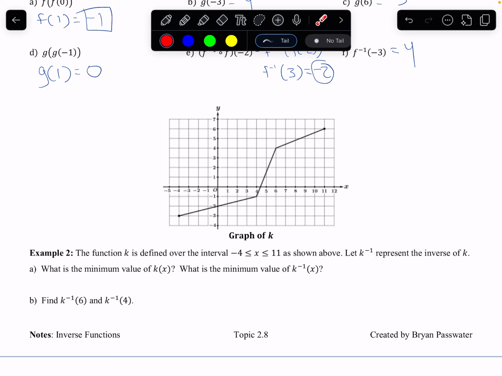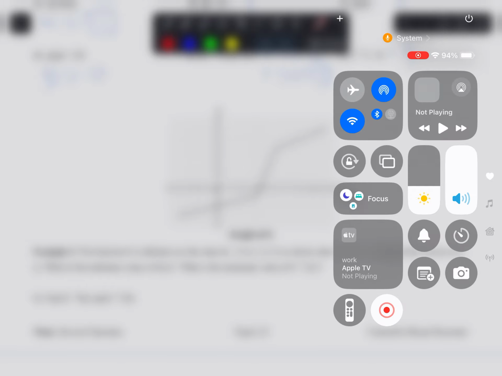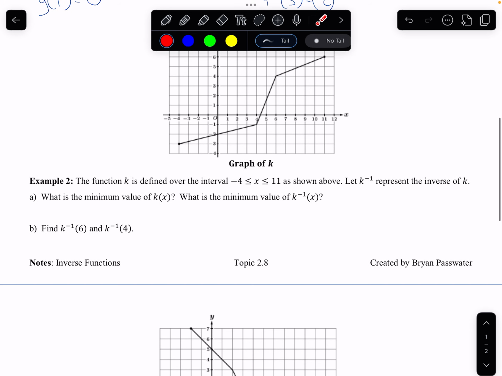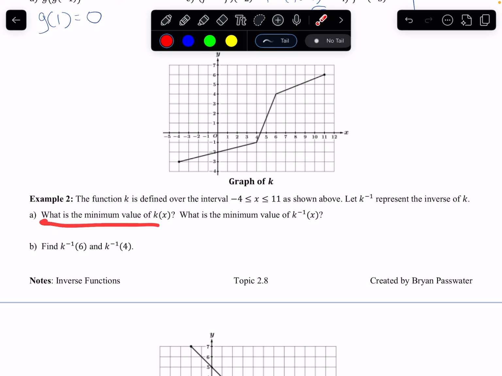What is the minimum value of k? And what is the minimum value of the inverse of k? Okay, what is the minimum value of k? And what is the minimum value of the inverse of k? All right. So let's go ahead and look at this. Let's do this one. The minimum value of k.